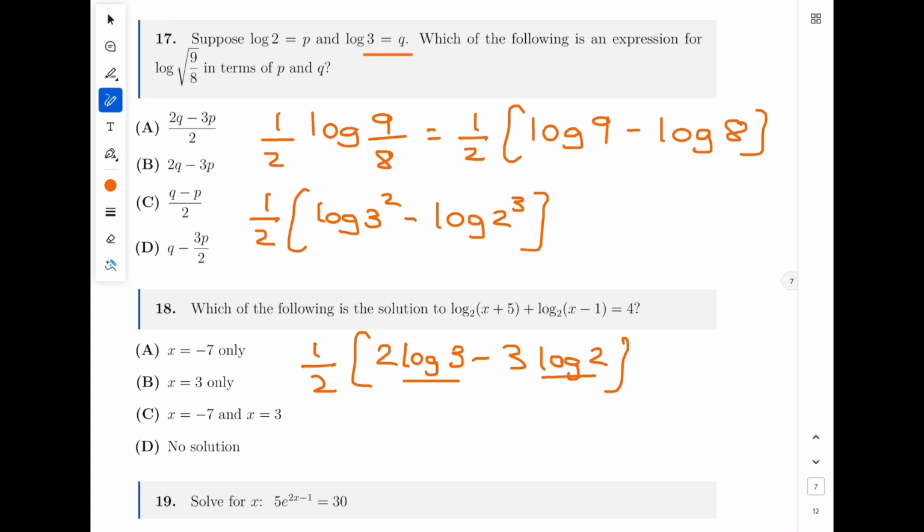Log 3 is q and log 2 is p. Make sure you have them correctly. So this is 2q minus 3p over 2. Yes, option A should be it. This one isn't it, this one isn't it, and this one isn't it. So yeah, I hope that was self-explanatory.